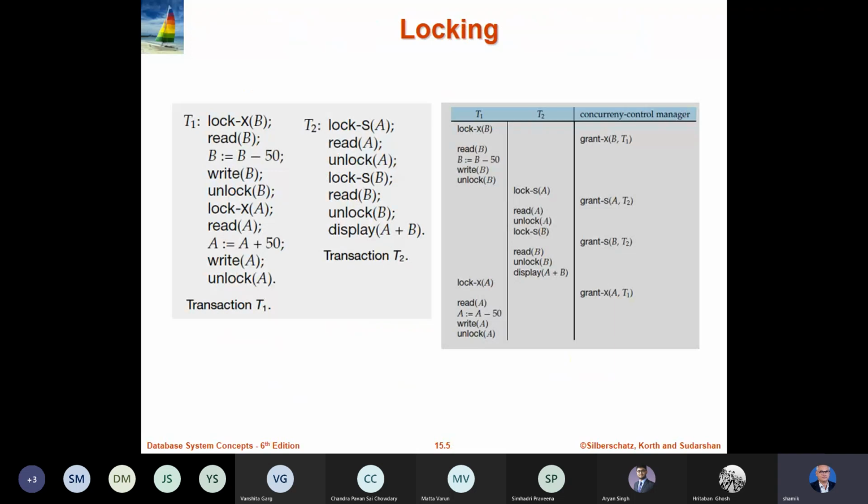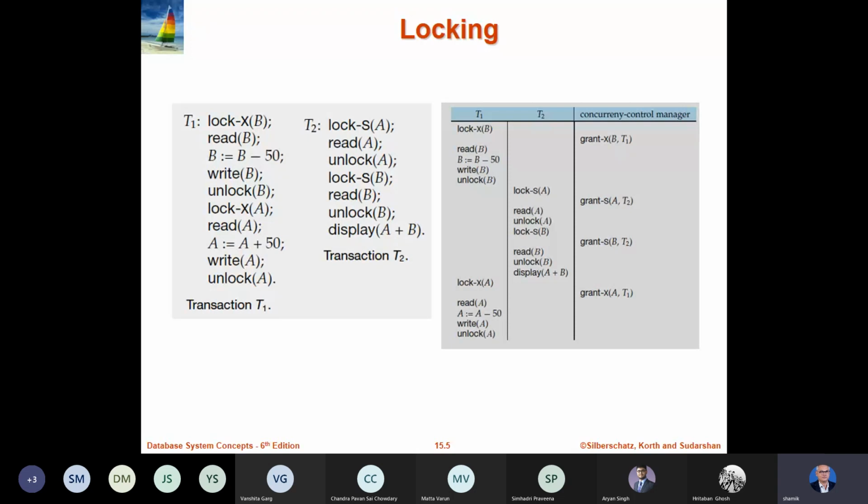So you see that it is again a simple thing: P1 is reducing B by 50 and adding 50 to A, and P2 is reading A and B and displaying it. Now say P1 is locking B in exclusive mode, and when it does the lock XB, what it is showing in the third column is that the concurrency control manager is granting that out. So that also is shown.